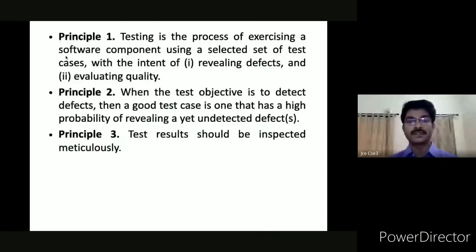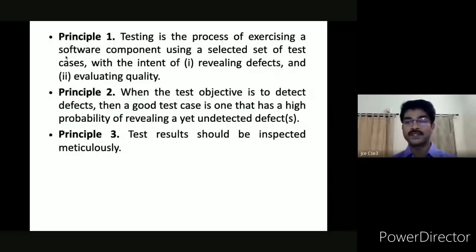Principle number one says testing is the process of exercising a software component using a selected set of test cases with the intent of revealing defects and evaluating quality. I have no other job except to identify the defects. My entire effort in software testing is to identify defects and evaluate quality, ensuring the quality of the software at the same time. So as the first principle, we have to identify defects and ensure the quality.